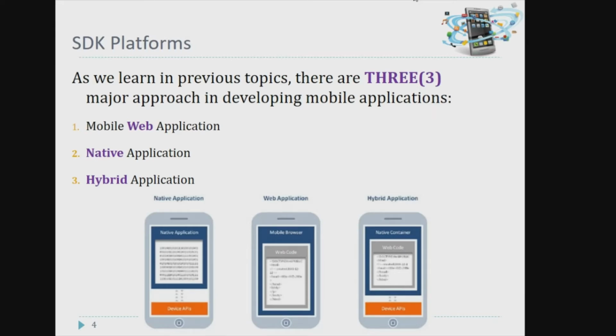Based on the previous discussion, we already know that there are three major approaches in developing a mobile application. Number one is the mobile web application. The second one is the native application. And the third one is the hybrid application. So we have three major approaches when we want to develop a mobile application.